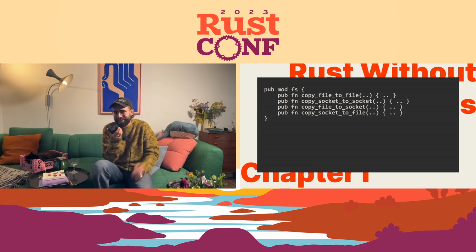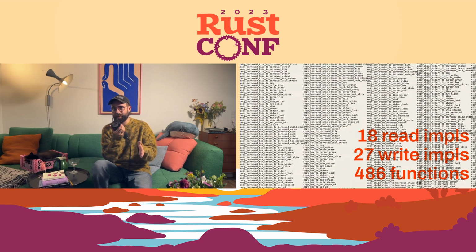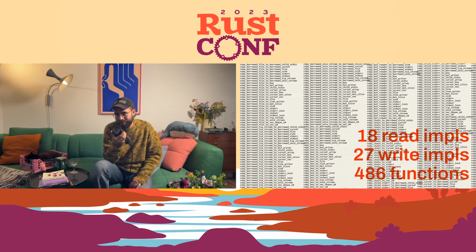The standard library doesn't just have 2 types which implement read and write, it has 18 types which implement read and 27 types which implement write. So if we wanted to cover the entire API space of the standard library, we'd need 486 functions in total. And if that was the only way we could implement io::copy, that would be a pretty bad language.